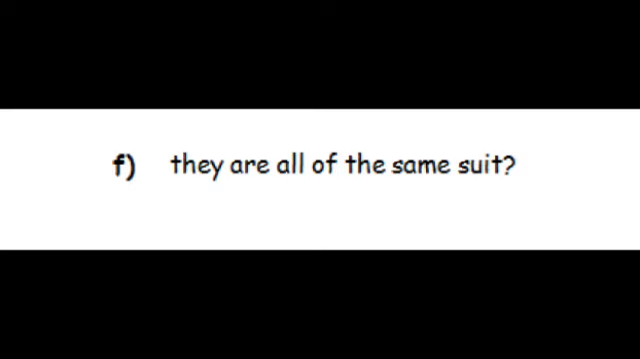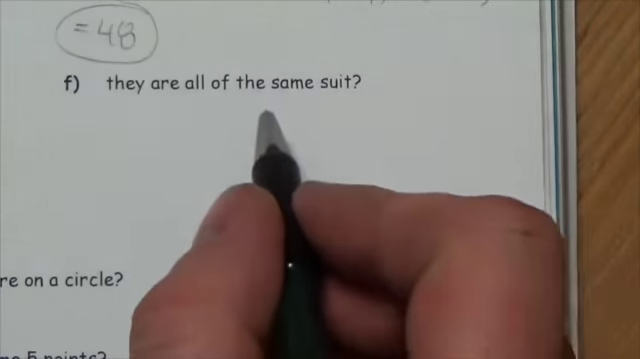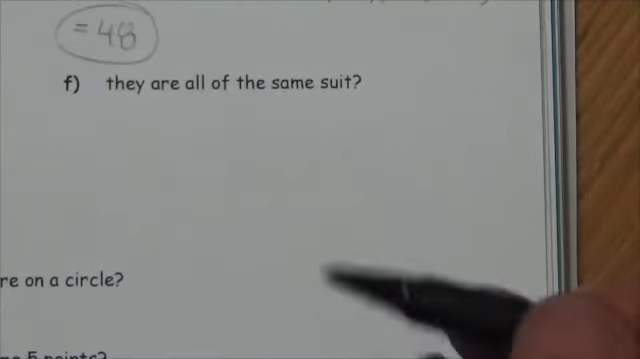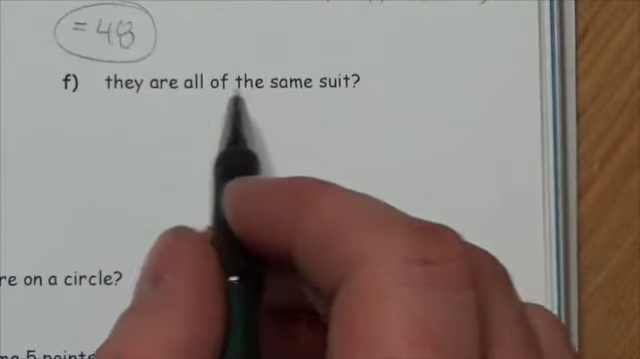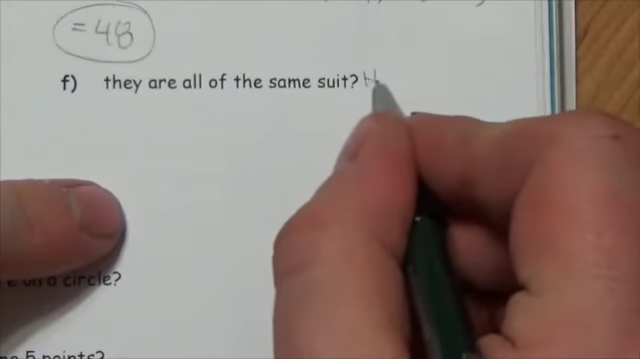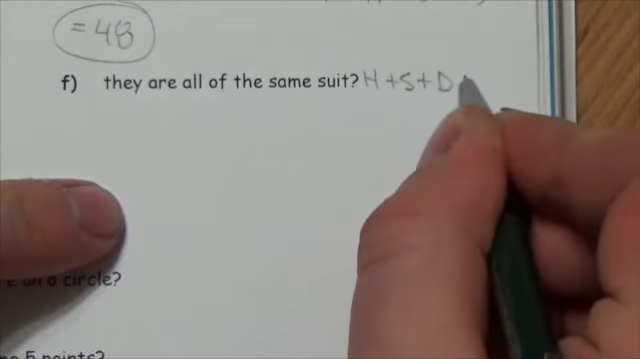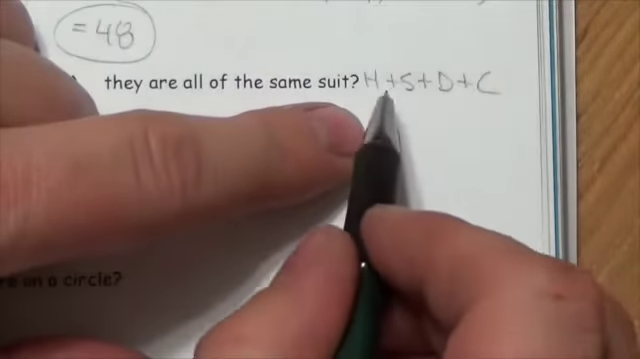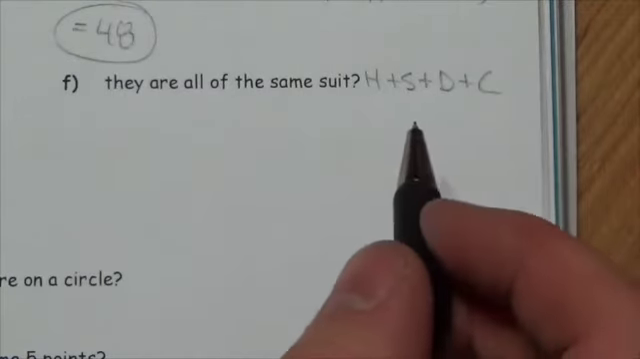They are all of the same suit. To be all of the same suit, we call that a flush. Doesn't really matter what we call it here, but they're all of the same suit. How many different ways could we do this? Well, we could do this 4 different ways because the suit could be the heart or the spade or the diamond or the club. And remember, or is always going to be interpreted as addition in this context.